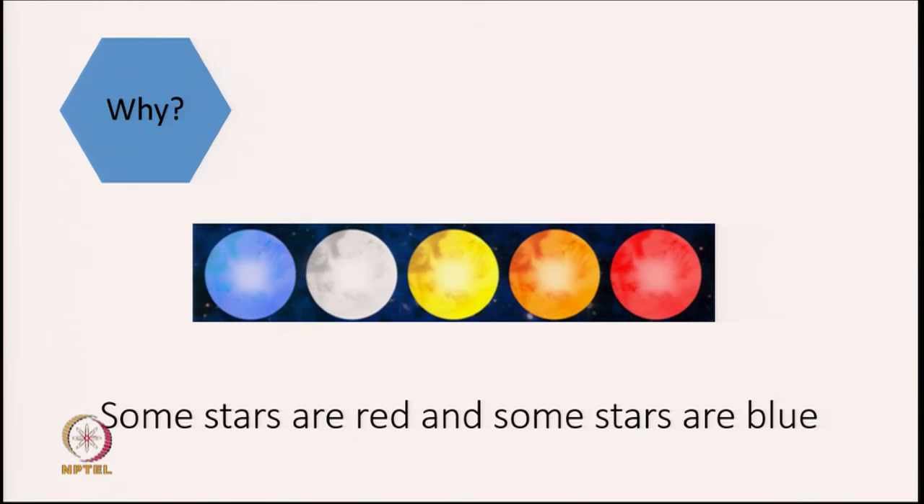We are going to discuss why some stars are red and some stars are blue. So, when you look in the sky at night time, you can see some stars look red, some stars look blue and some are in between them. We are going to discuss why their color is different.